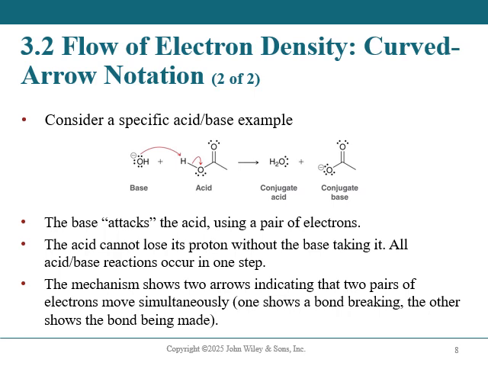Looking at this specific example, we can say that the base is attacking the acid using a pair of electrons. Rather than saying that the proton is moving, we say that the electrons are moving towards the proton. The acid cannot lose its proton without the base taking it. All acid-base reactions happen in one step. The mechanism that we're seeing here shows two arrows indicating that two pairs of electrons move simultaneously. One shows a bond that is being formed. This is a bond that is breaking.